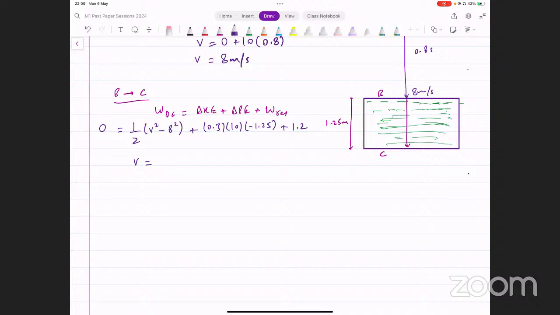Okay, so we find some final velocity from this. Let me use it on my phone.